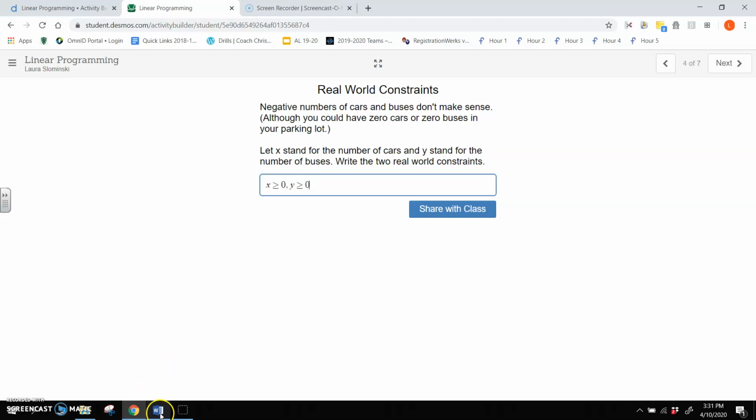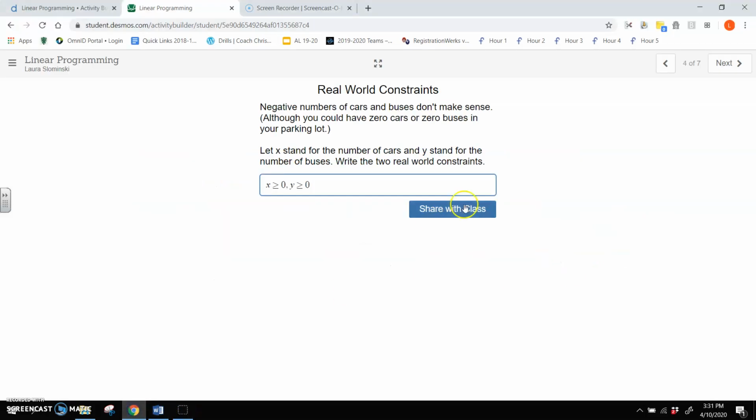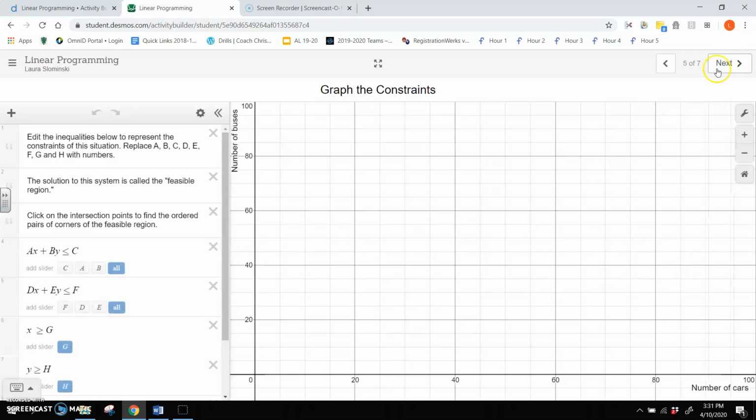When you're asked about real-world constraints, which you oftentimes will be, you're going to talk about your two variables, your X and your Y, and you're going to restrict the domain based on what they can possibly be. So we have basically 4 inequalities, and this goes back to section 9.6 where we started talking about graphing a system of inequalities. We're really going to graph all 4 of these things in the same grid.